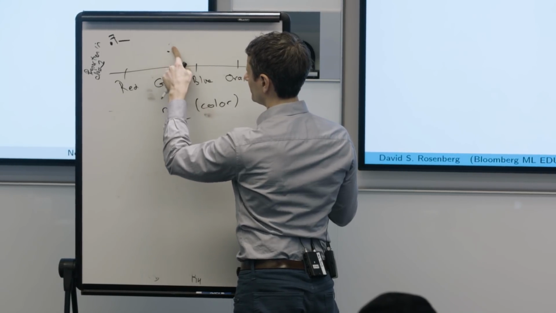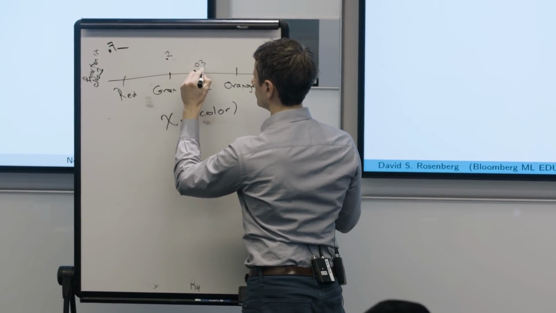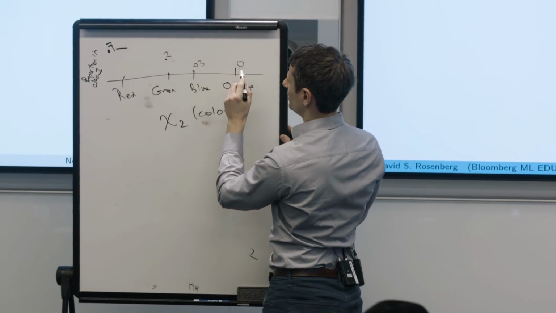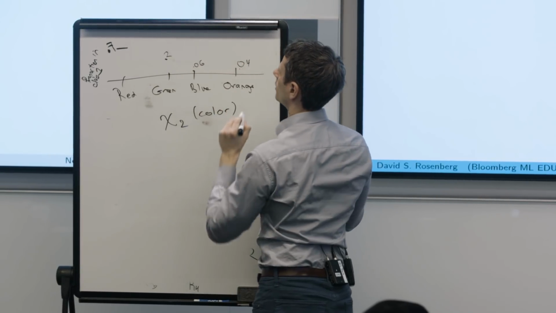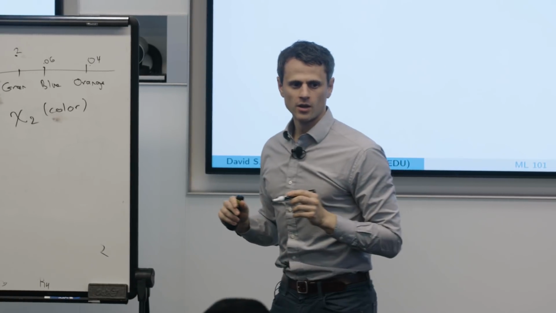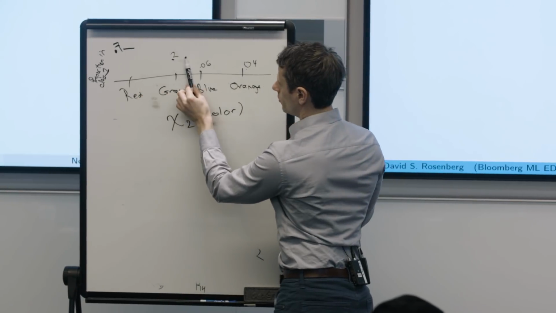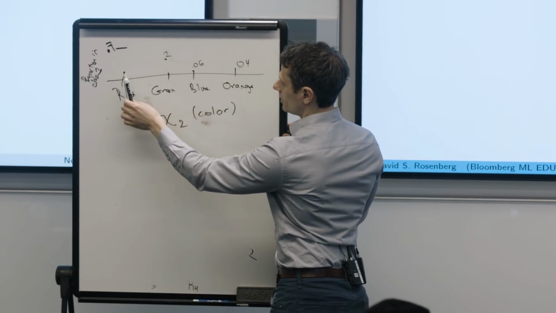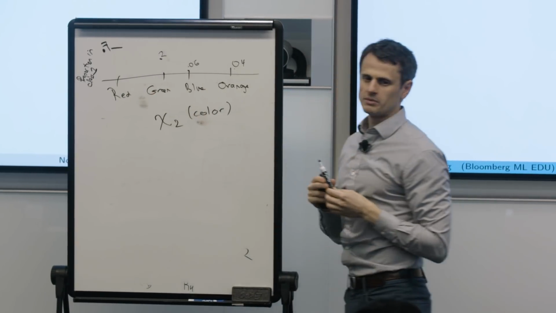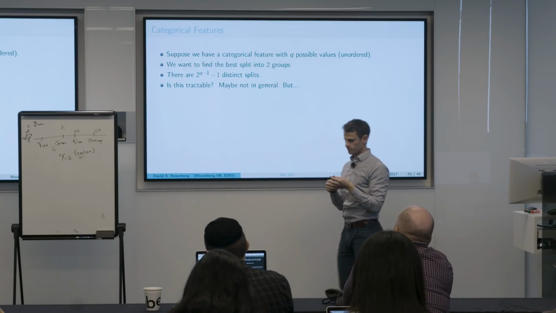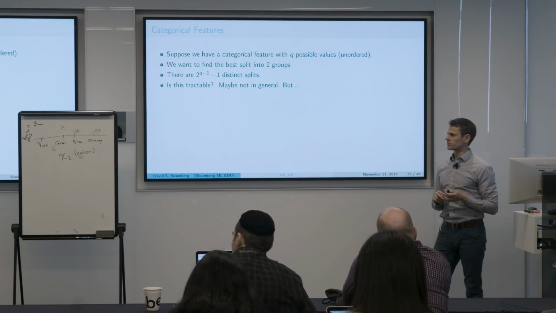So maybe it's 0.9, 0.6, 0.04. OK. So the theorem is that the optimal split into groups is always going to be in one of these places. So we only have to find these proportions, sort the numbers, and then check these q minus 1 possible splitting points. So miraculously, we can avoid this exponential search over splits of categories.